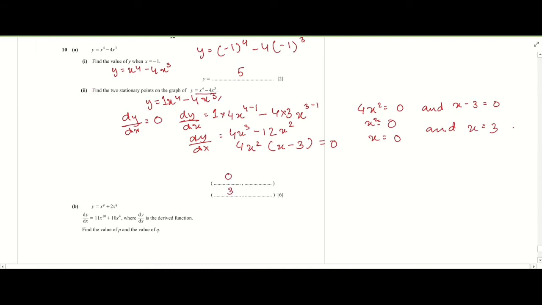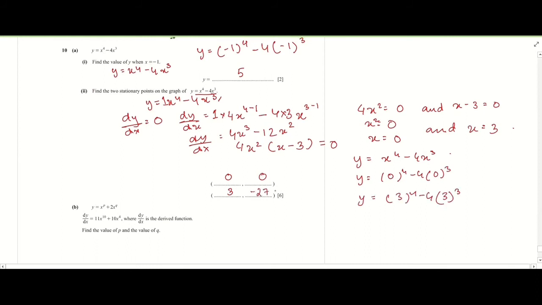And remember to take this equation, y equals x to the power of 4 minus 4x cubed. That's 0 and that's negative 27.